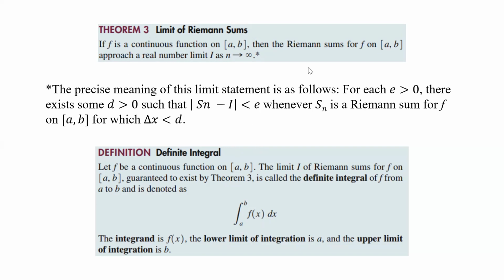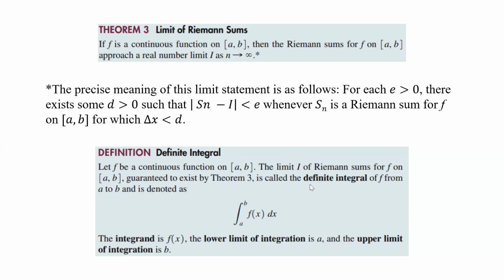Now, again, that just means a lot of stuff, but what it really does is help us get this definite integral. So it says, let f be a continuous function on the closed interval a to b. The limit I of Riemann sums for f on the closed interval a to b, guaranteed to exist by this theorem, is called the definite integral.